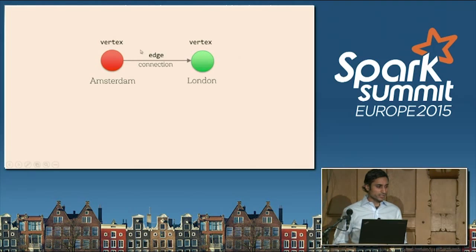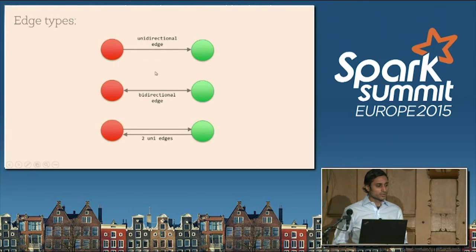Now, you can have many different types of edges in graph engines. You can have a unidirectional edge, which is how GraphX operates, a bidirectional edge. You can have two unidirectional edges, which almost signify a bidirectional edge. So those are some edge types.